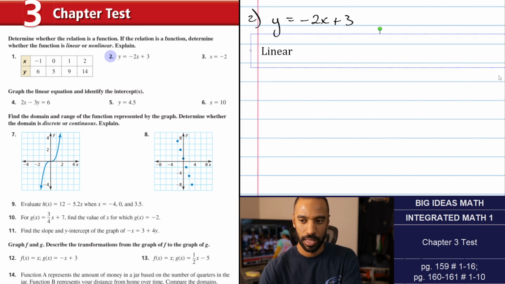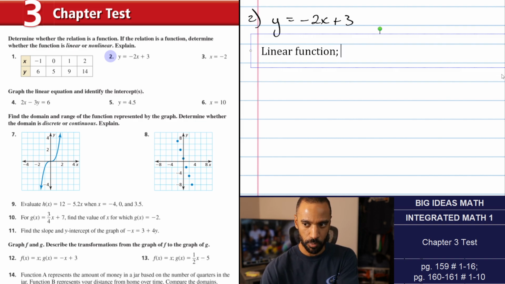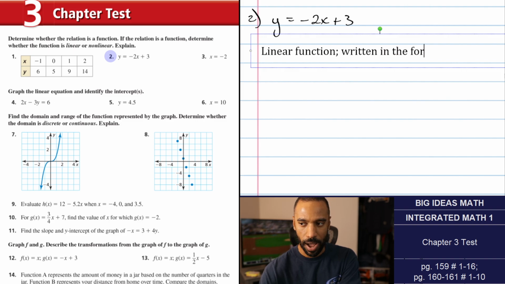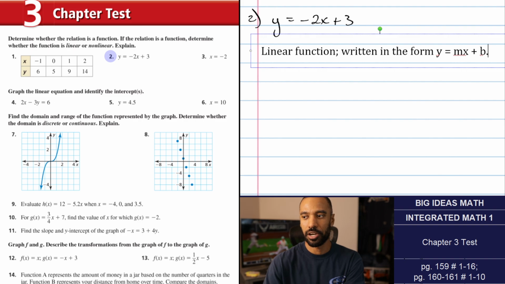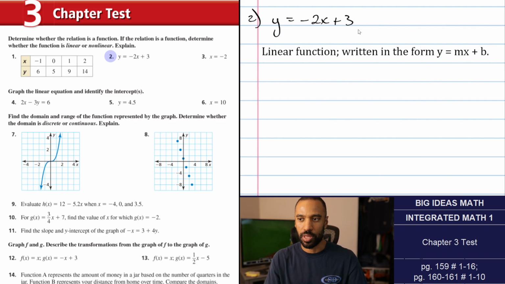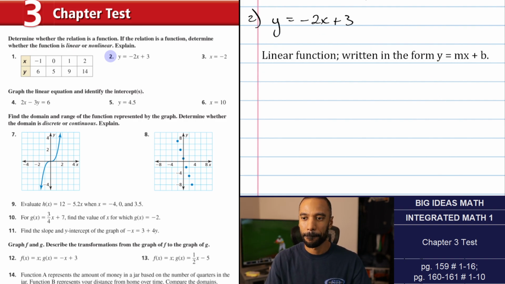I'm going to answer both. This is a linear function. Linear functions can be written in the form y equals mx plus b, and that's what this is. So you have this, you got linear, you got function, you got both of them. So that one's good, ready to go.